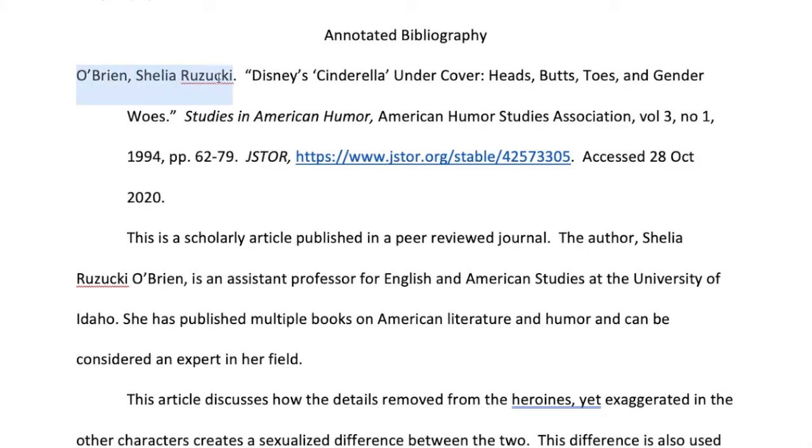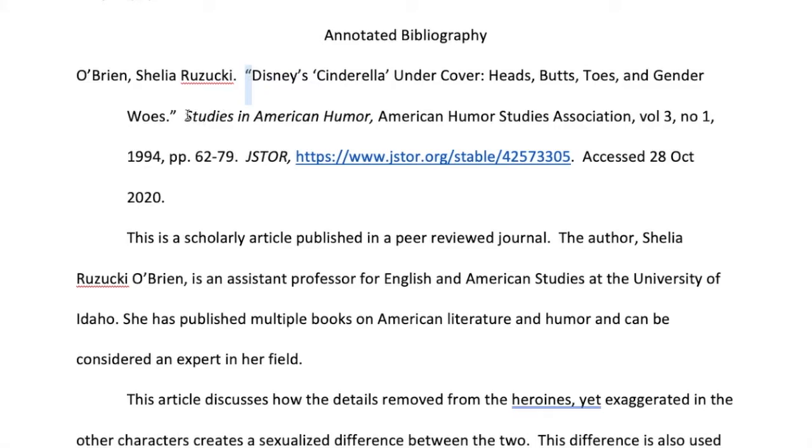I have the author's last name, so her name is Sheila Rusnick O'Brien, so O'Brien, Sheila Rusnick, period. Then I have the title of the actual source, it's the article itself, and if you remember, this is actually one that I showed you in the video last week. So Disney's Cinderella, Undercover, Heads, Butts, Toads, and Gender Woes. There's a period, and since it's the title of an article, it goes in quotation marks.